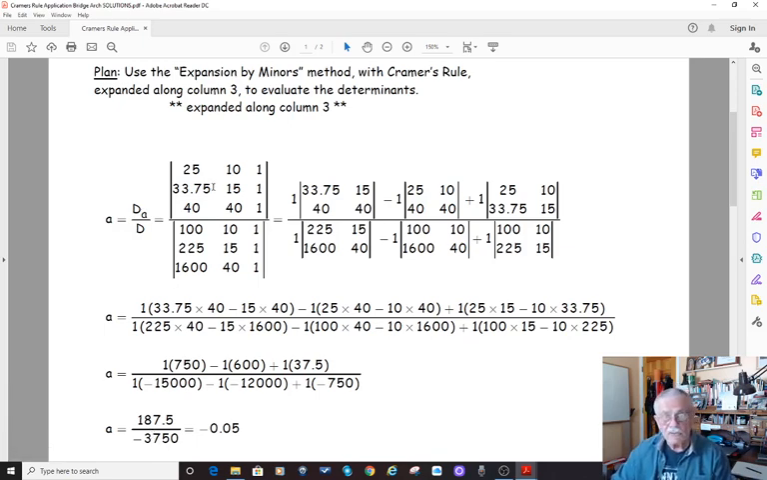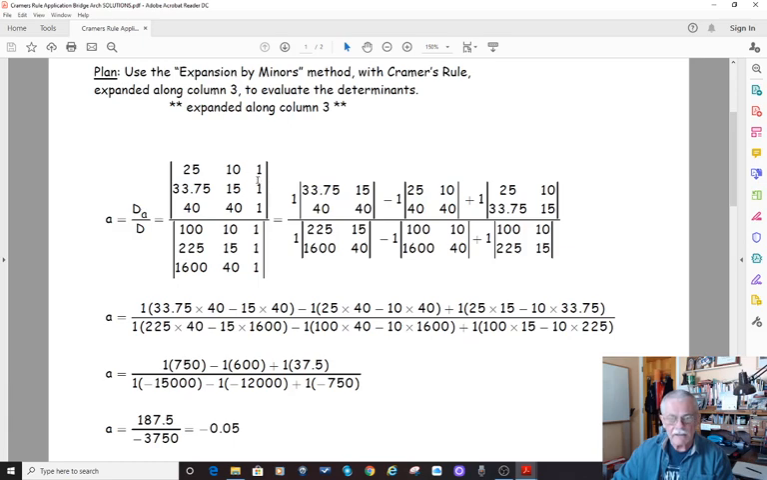Okay, let's do the one on top. I think we did see where this came from. If we're expanding along minors, we go 1, 1, 1, plus, minus, plus, because if we start out with the upper left-hand corner as a plus, signs alternate. So plus 1, minus 1, plus 1. Here, we omit the first row and the last column, you get 33.75, 15, 40, and 40.